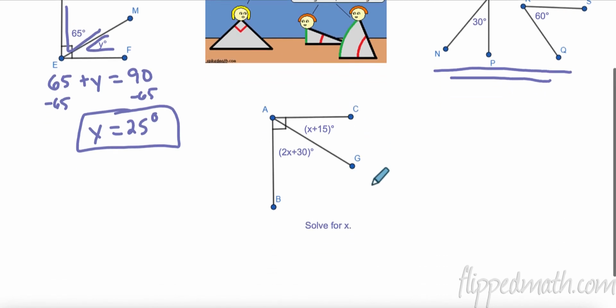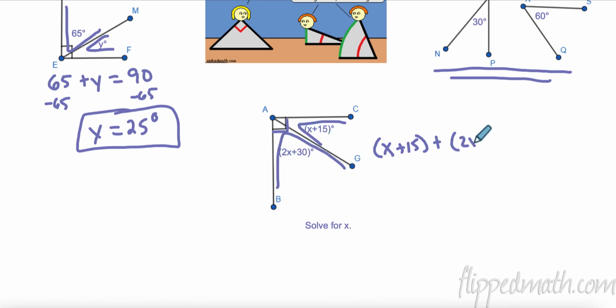All right, let's do this one down here. We know this is 90, so we know these angles are complementary. Let's make an equation. So this angle here, angle CAG, x plus 15, plus this angle GAB, 2x plus 30, and that's going to equal how many degrees? 90 degrees.